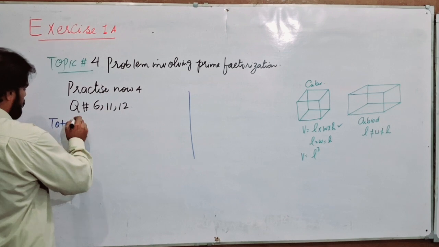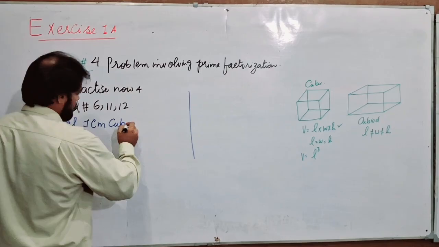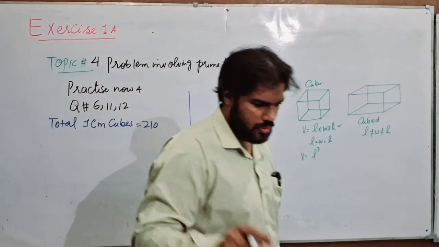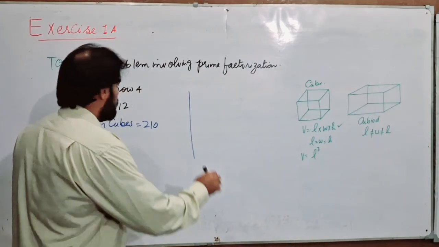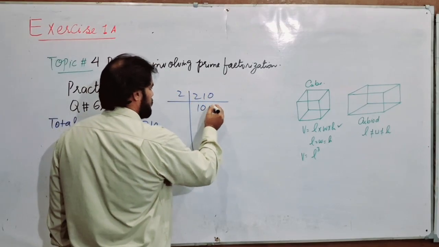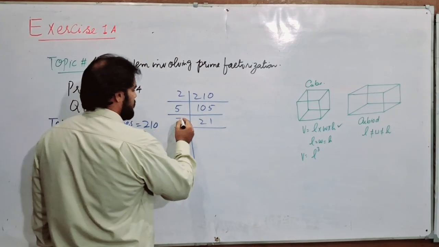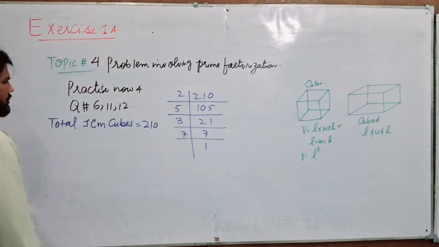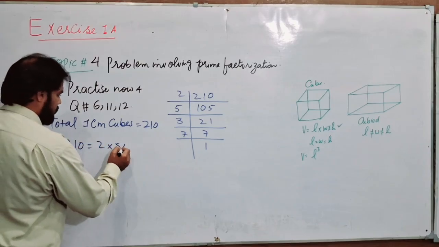the total 1 centimeter cubes, which are equal to 210. There are 210 1 centimeter cubes. So firstly we make its prime factorization. 2 10s are 20, 2 5s are 10. 5 3s are 15, 3 7s are 21, and last is 7 1s are 7. So the prime factorization of 210 is equal to 2 into 5 into 3 into 7.